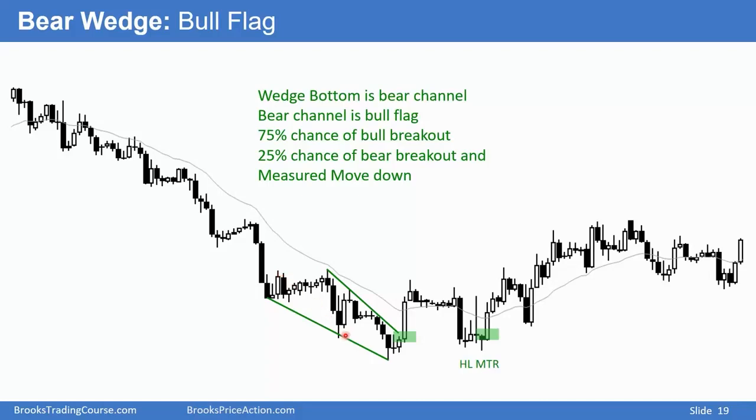Wedge bottom, it's a bear channel. And a bear channel is a bull flag. 75% chance you'll get a bull breakout. Only a 25% chance you'll get a bear breakout and then a swing down for a measured move. A bull breakout does not mean bull trend. It simply means a break above the top of the channel. It could result in a trading range, as it did. But once it enters a trading range, then traders will look for a major trend reversal, which we got.